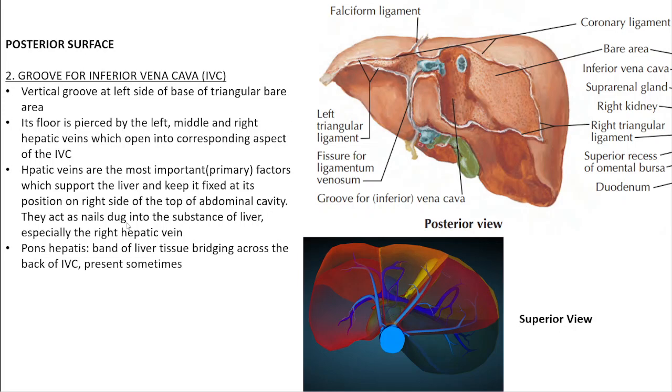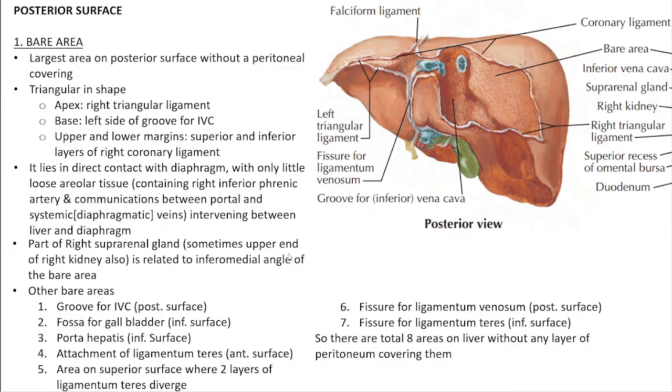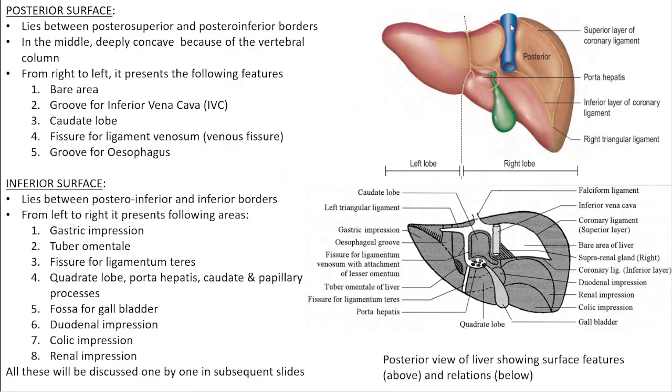Okay, then there is something called pons hepatis. What happens usually is that the posterior most aspect of inferior vena cava is in direct contact with the posterior abdominal wall. It is not covered by any part of the liver, because between the rightmost part of the caudate lobe and the remaining part of the posterior surface of the liver, there is a gap between the two.